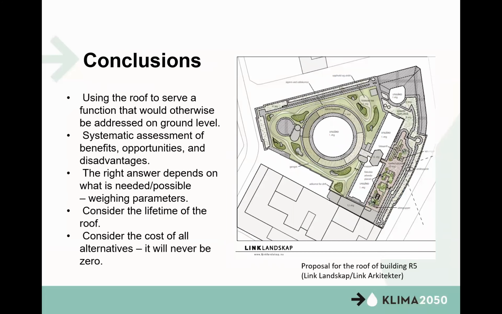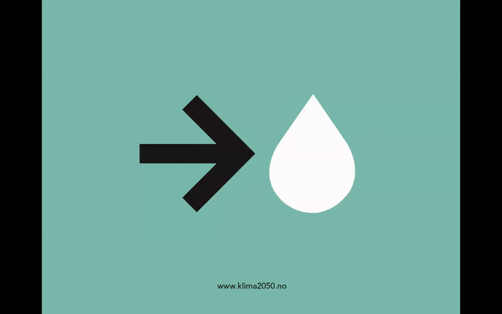So just to put some conclusions, you can use the roof to serve a function that would otherwise be addressed on ground level or through other means, like just paying for the electricity from the grid. You need to conduct this systematic assessment of benefits, opportunities, disadvantages, and even risks. The right answer for the roof depends entirely on what's needed and possible. You must weigh the parameters that are relevant for your project. Consider the lifetime of the roof and the cost of all alternatives. It will never be zero. So that's my presentation.